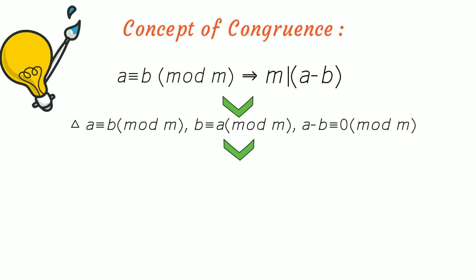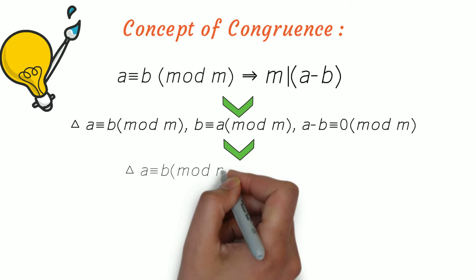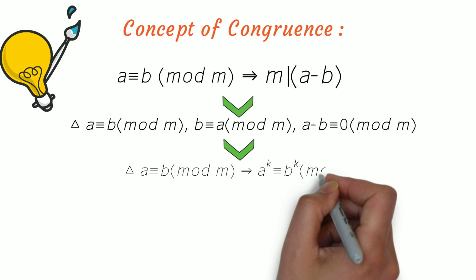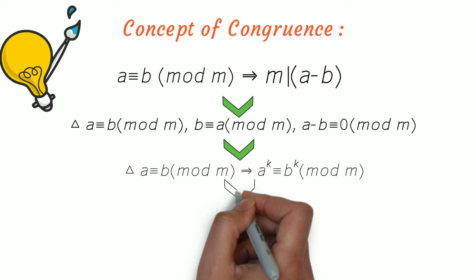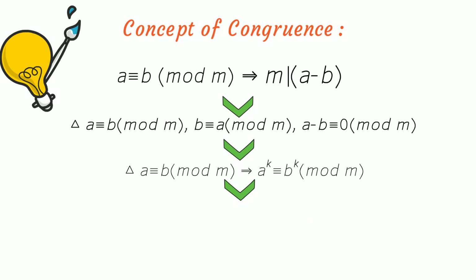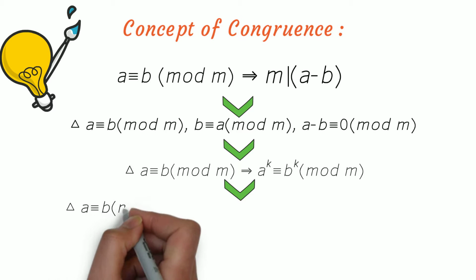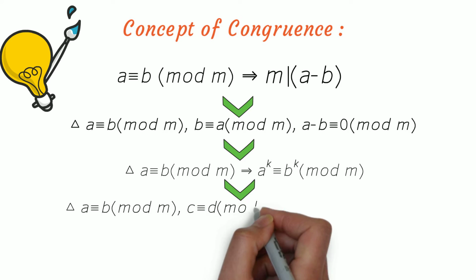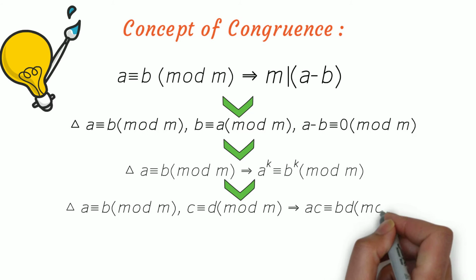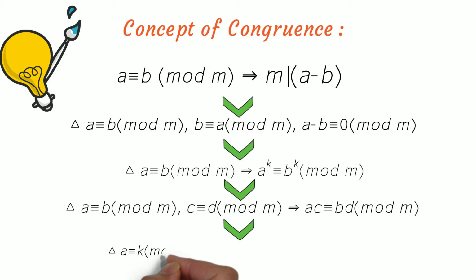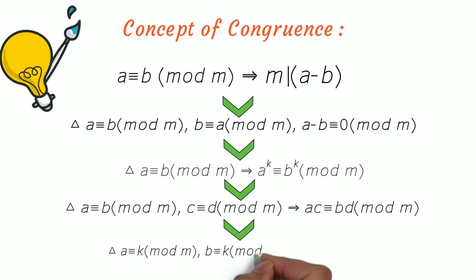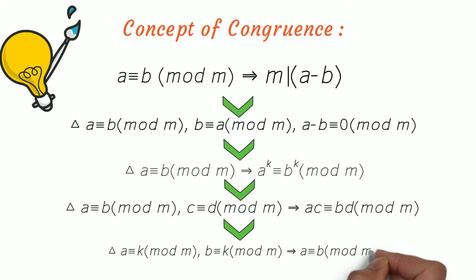If we know a congruent to b mod m, then we can surely say a power k congruent to b power k mod m, but not vice versa. And this is because a power k minus b power k is always divisible by a minus b. And if you know a congruent to b mod m and c congruent to d mod m, then you can say a into c congruent to b into d mod m. Similarly, if you know a congruent to k mod m and b congruent to k mod m, then you can say a congruent to b mod m.